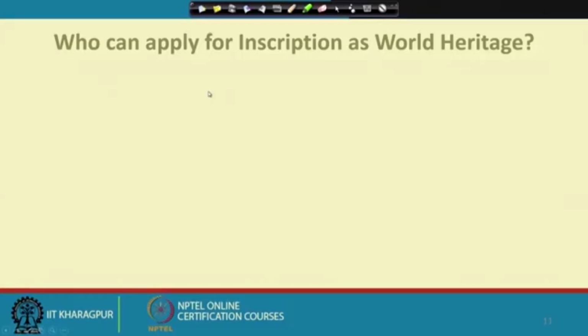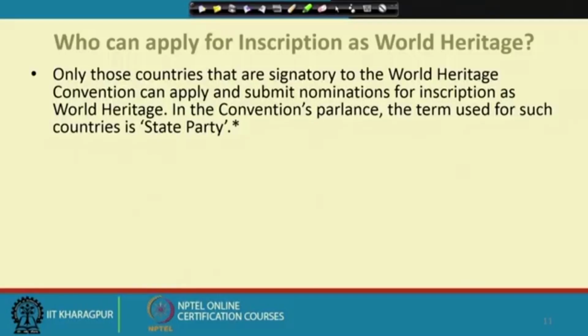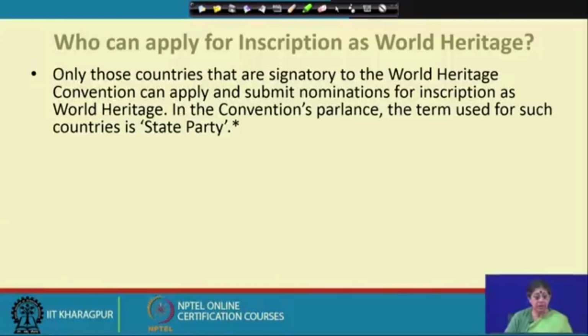Now, before we go to the criteria, let us talk about who can apply for inscription as a World Heritage. Only those countries that are signatory to the World Heritage Convention can apply and submit nomination for inscription as a World Heritage. In the convention's parlance, the term used for such a country is the state party.